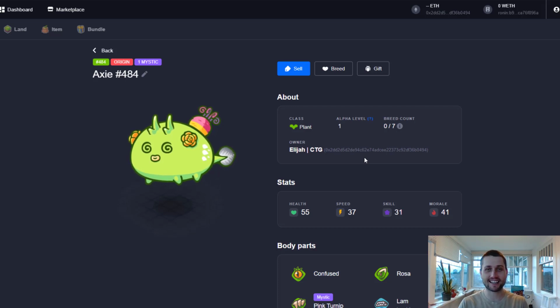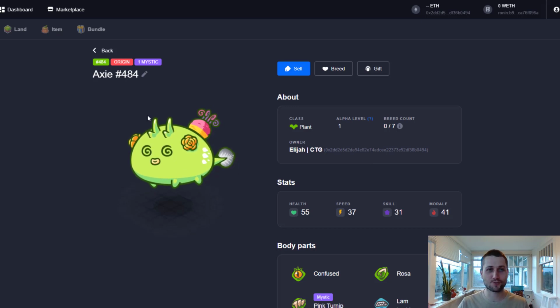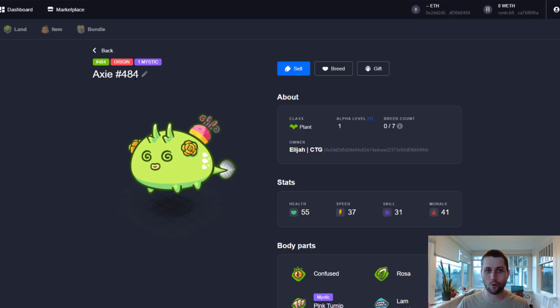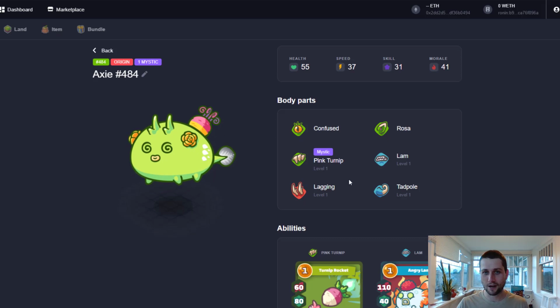And guys, we did it. We caught the mystic Axie bug and we fired away and purchased one, and I am super hyped about it. I did this, I think it was 2 days ago, and we're sitting on number 484 of the Origin Axie class. We've got the pink turnip mystic, and we can see that body part right here.